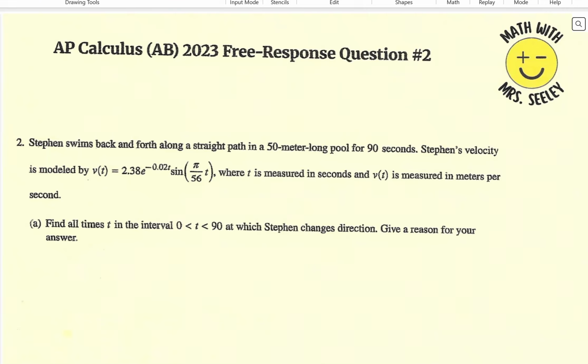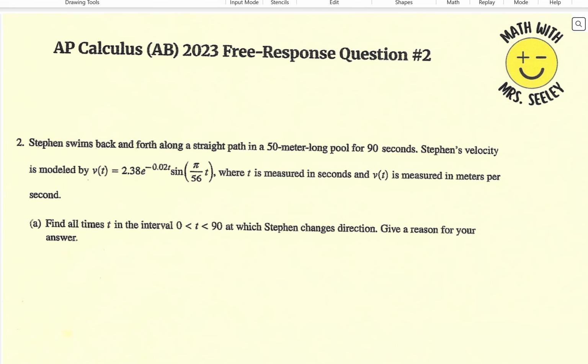Seeley. Let's get started with 2023 free response question number 2. Recall that question number 2, a calculator is allowed and actually necessary. Stephen swims back and forth along a straight path in a 50-meter long pool for 90 seconds. His velocity is modeled by this equation right here, where t is measured in seconds and v of t is measured in meters per second.